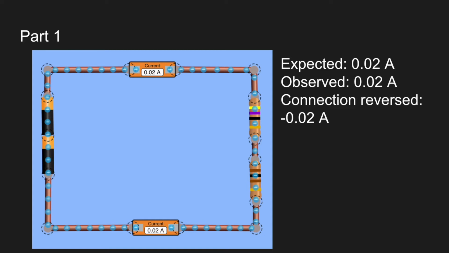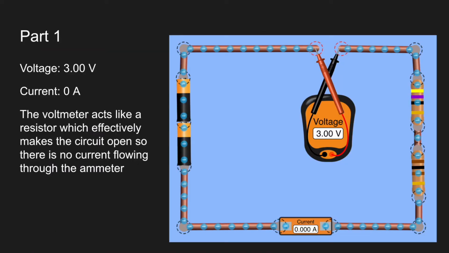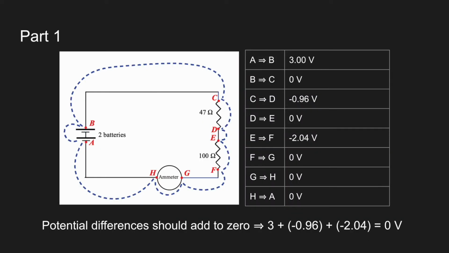our prediction. If we were to reverse the connections on one of the ammeters, we would get negative 0.02 amps, which is because the current is flowing in the opposite direction through the ammeter. So now we replace one of the ammeters with a voltmeter, and we calculate the voltage reading to be 3 volts and the current to be 0. And this is because the voltmeter acts like a resistor with infinite resistance, which effectively makes the circuit open, so there's no current flowing through the ammeter.